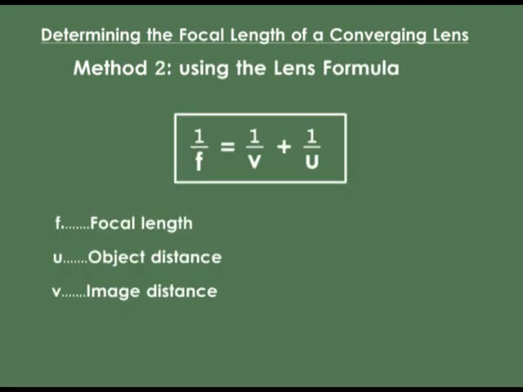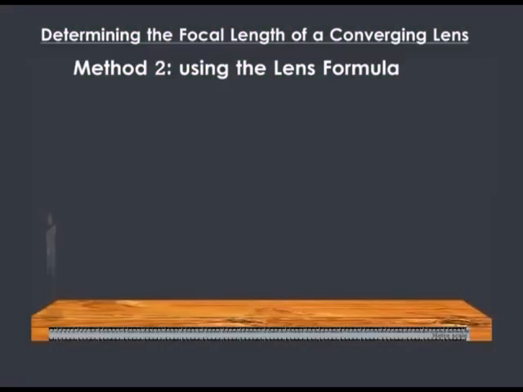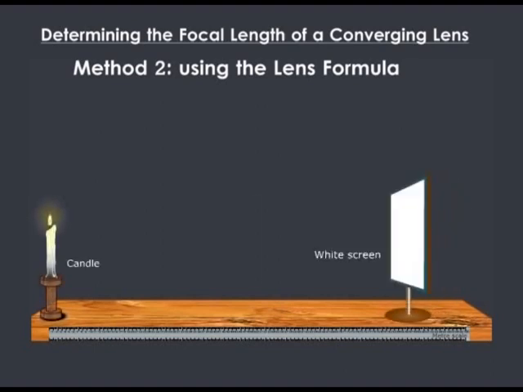Method 2: using the lens formula, 1 over f is equal to 1 over v plus 1 over u, subject to sign changes depending on the case at hand. Now arrange a candle, a screen, and a convex lens as shown here. Adjust the position of the lens so that a blurred image of the candle is obtained on the screen. Now move the screen back and forth until a sharp image is formed on the screen.